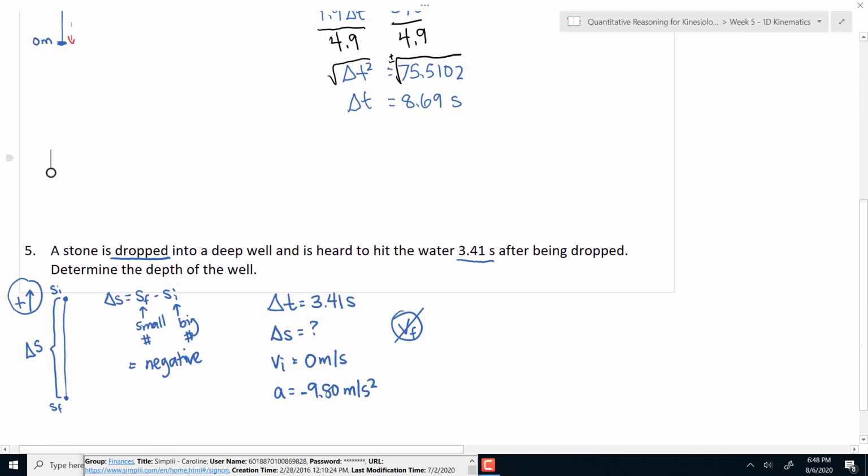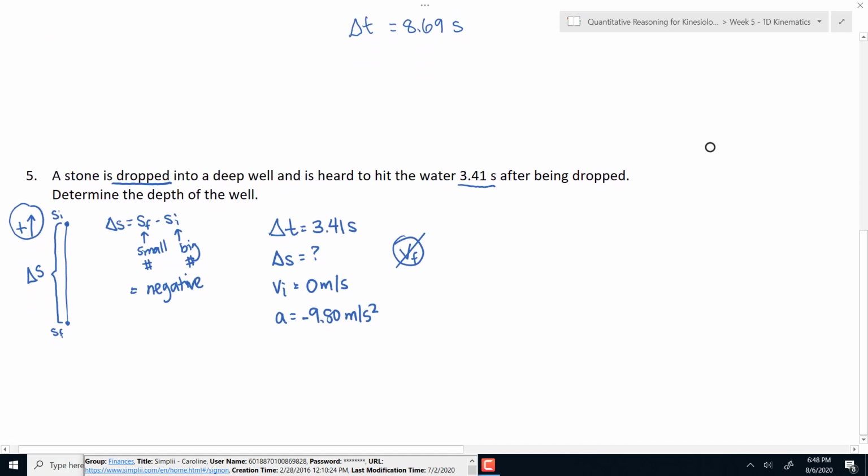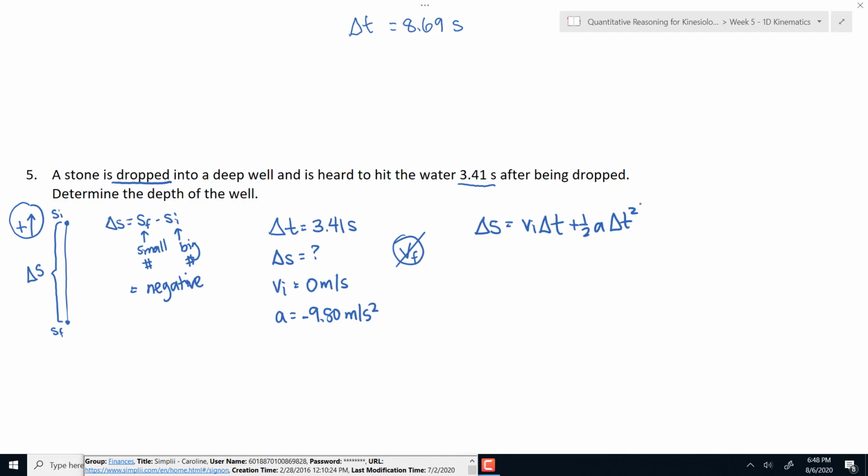This time, we're looking for delta S, so we want the equation to have delta S in it instead of SF and SI. So when we bring the SI over to the left side of the equal sign, we'll have delta S is equal to V initial delta T plus 1/2 A delta T squared. Okay, if you feel good about this question, go ahead and try it out on your own. Pause the video and then resume when you're ready to make sure you got the right answer.